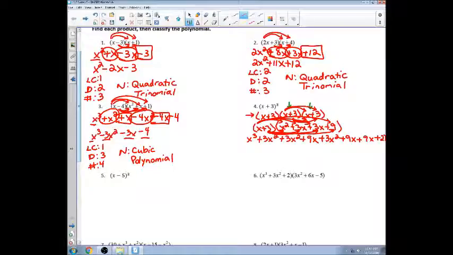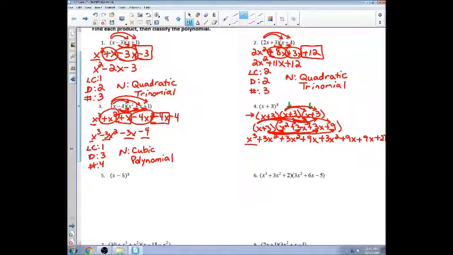Now, again, I need to combine like terms. The first term, the largest degree, the largest exponent is the one I want to work with first because I want to write this in standard form. If I work with the largest exponent, then the next largest, and the next largest, it will automatically put it in standard form for me.